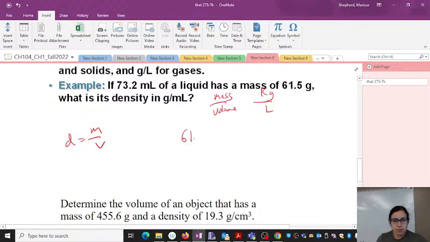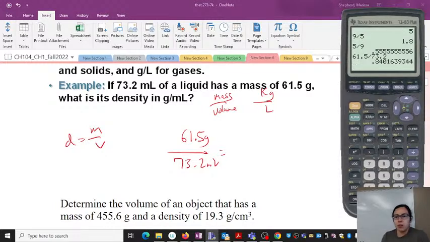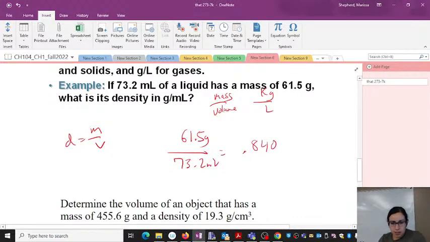For this one, we have our formula: density equals mass over volume. We're given mass, 61.5 grams, and volume, 73.2 milliliters. Now we just plug that into our calculator. Does everyone get 0.840 or something? Then we take our sig fig rules. We have 3 sig figs from our milliliters and 3 sig figs from our grams, so either way we report 3, so it should be 0.840. And our units are going to be grams per milliliter for the density.